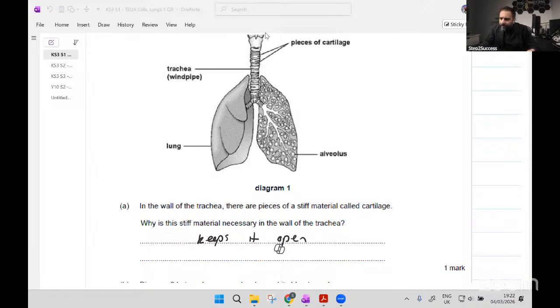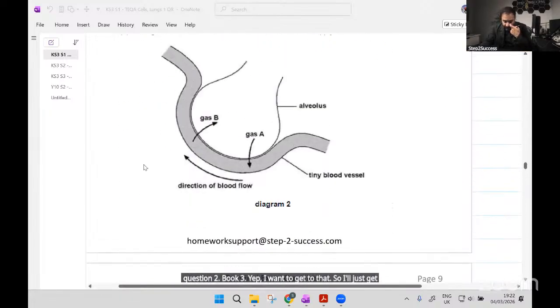Question two, booklet three. Yep, I'm going to get to that. So I'll just get through this quickly. Sorry, I'm doing this quickly first.